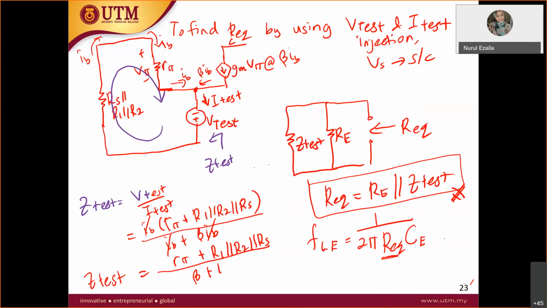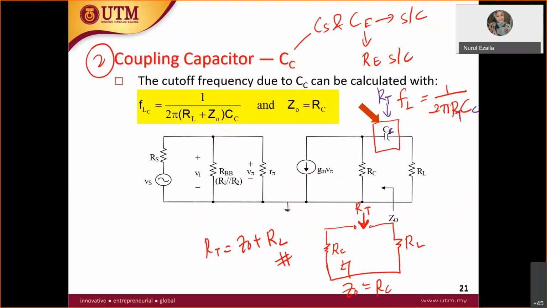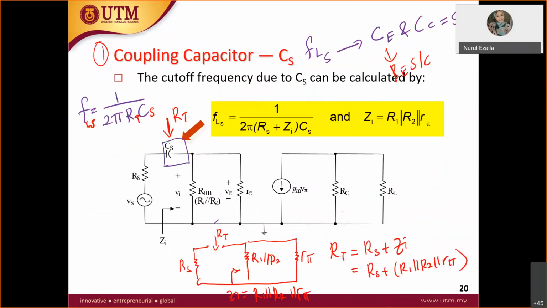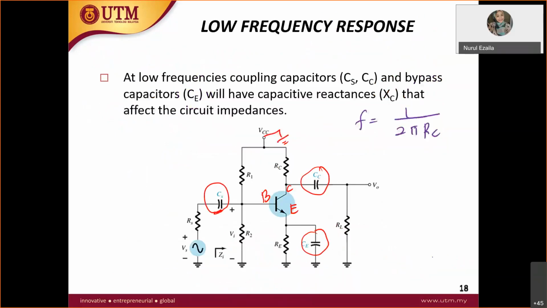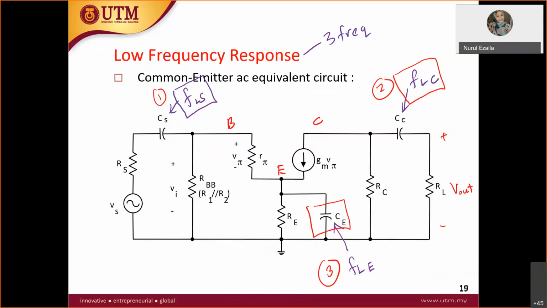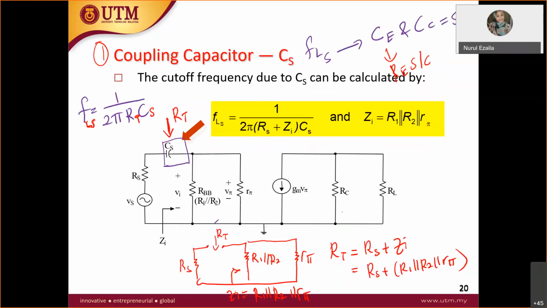So this is just for the case of low frequency response. The analysis is quite similar to the mid frequency response that we have done, but we have to include all the capacitors. Then we find one by one the frequency referring to that particular capacitor. In this circuit, it has 3 coupling capacitors, CS, CC, and CE. Therefore, you're going to have 3 circuits, referring to CS, CE, and CC. So we have done this.